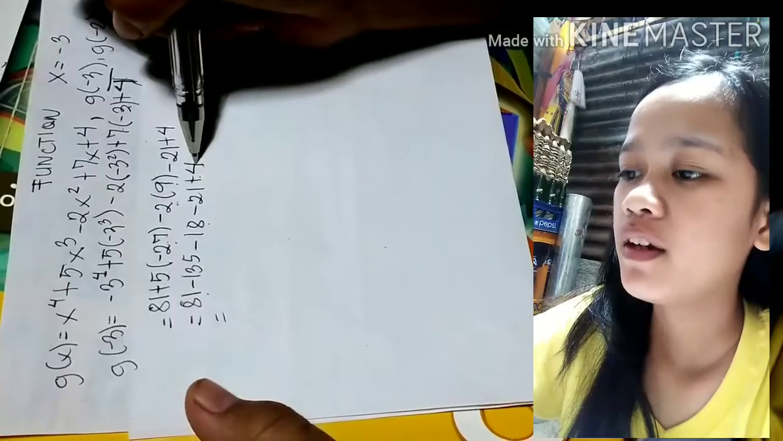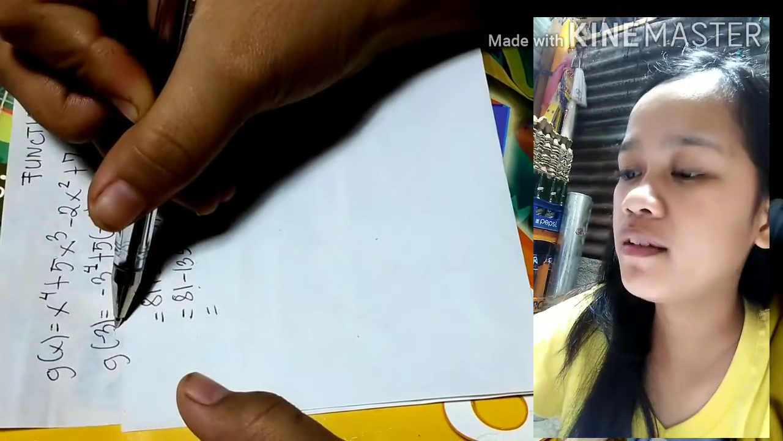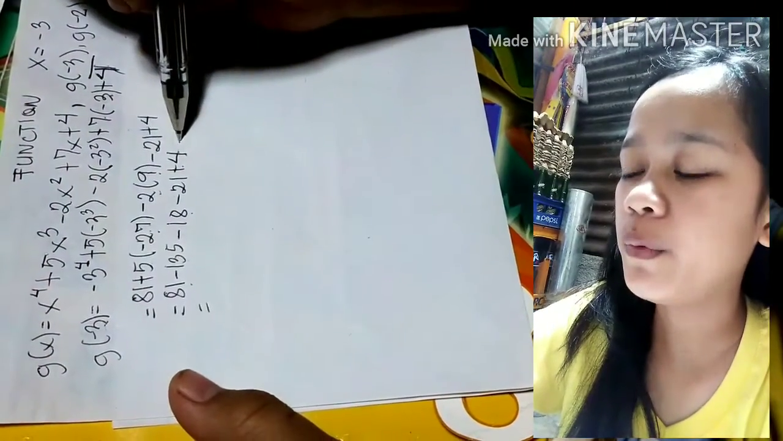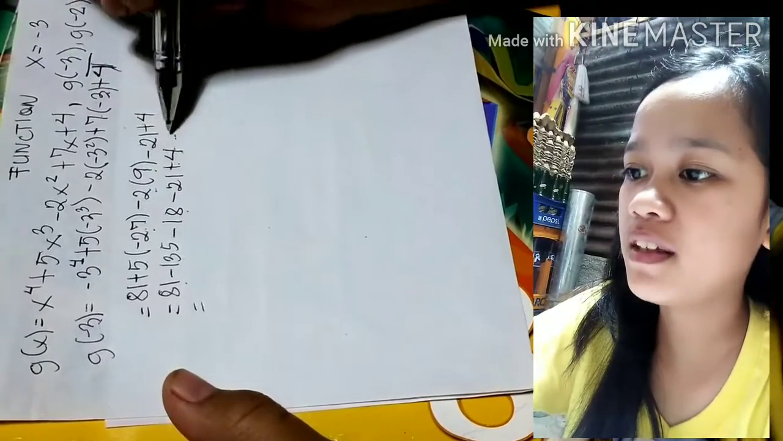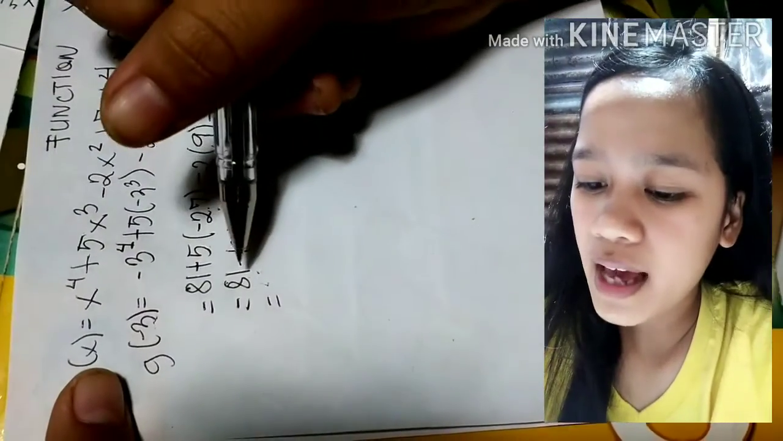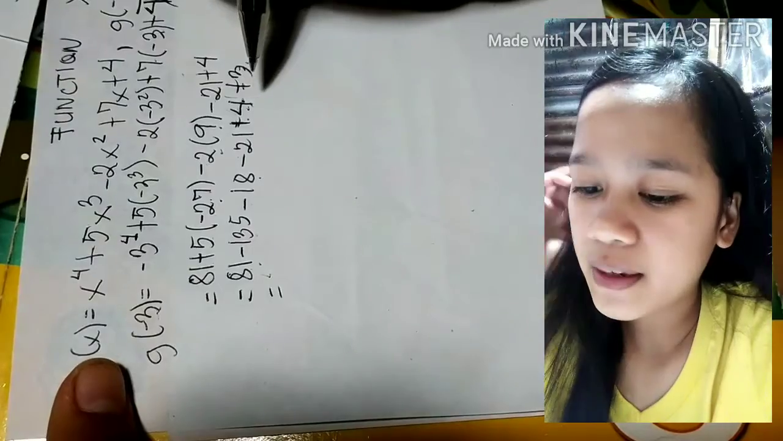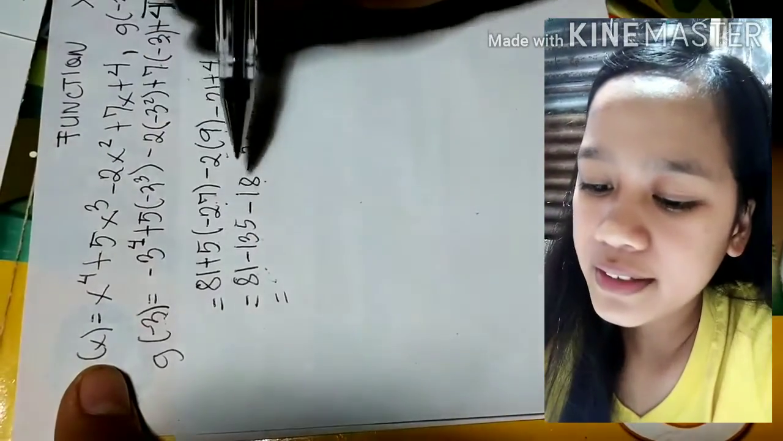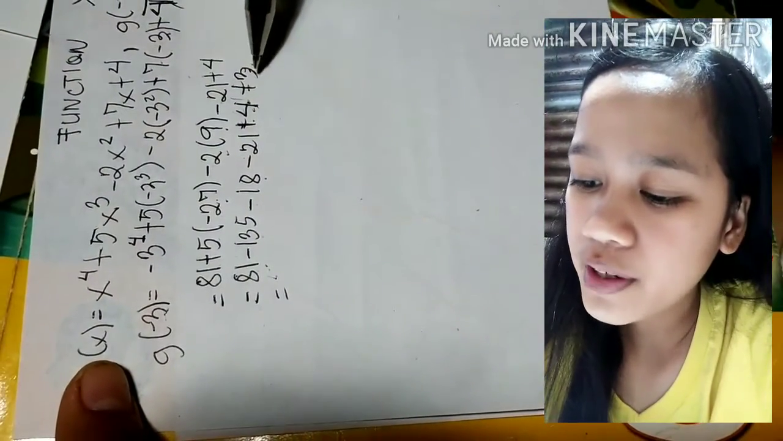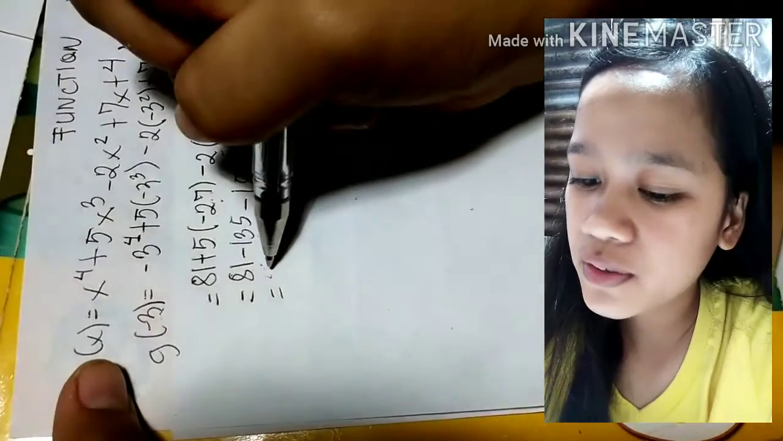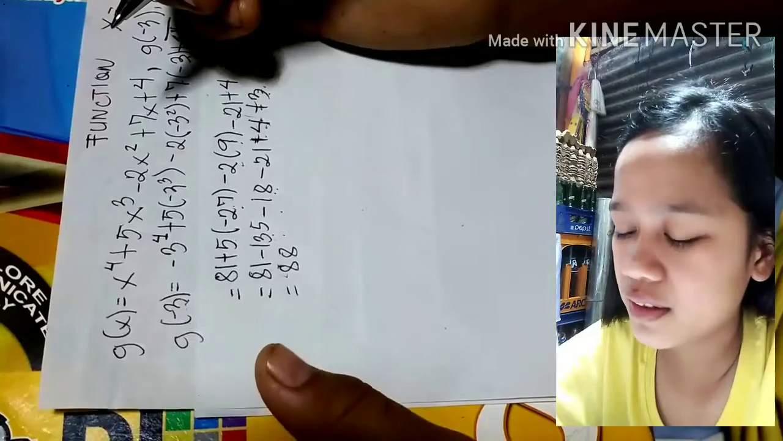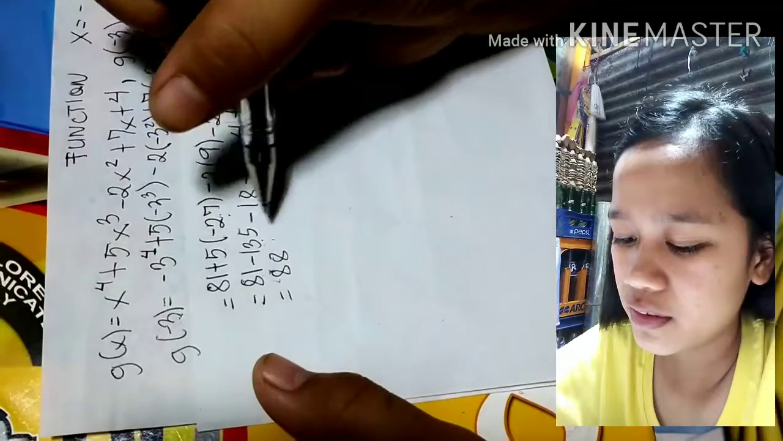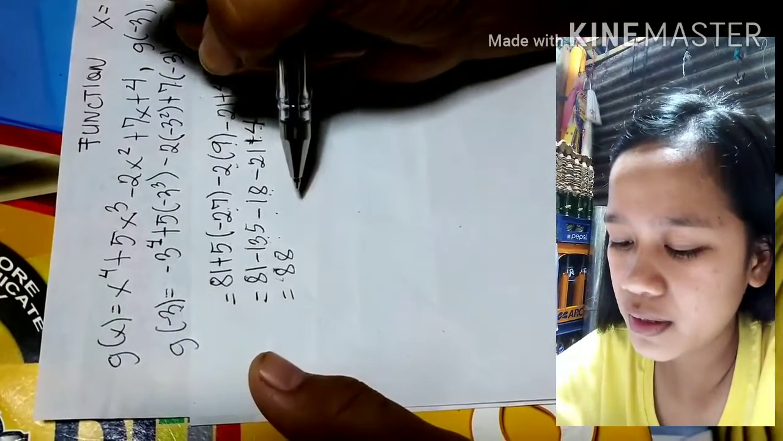But before that, we will transpose negative 3 here. We will change the sign into positive 3. So we will add the positive numbers. 81 plus 4 plus 3 equals 88. So next, the negative numbers. Since they have the same sign, we are going to add them.